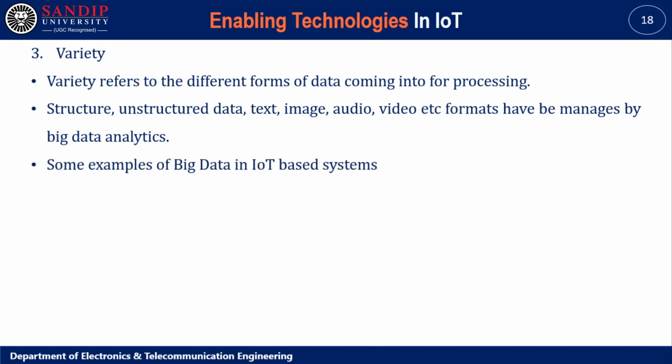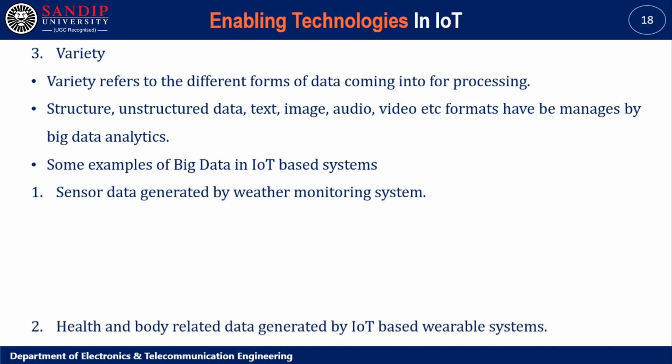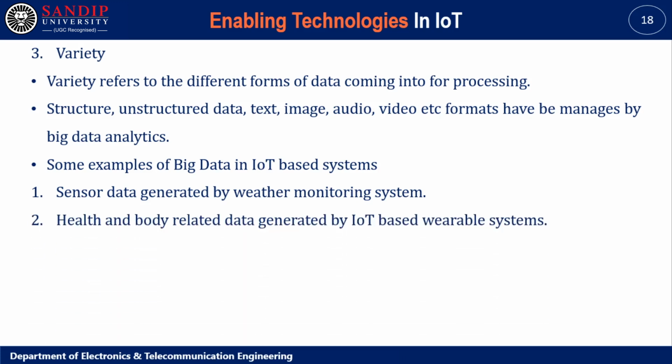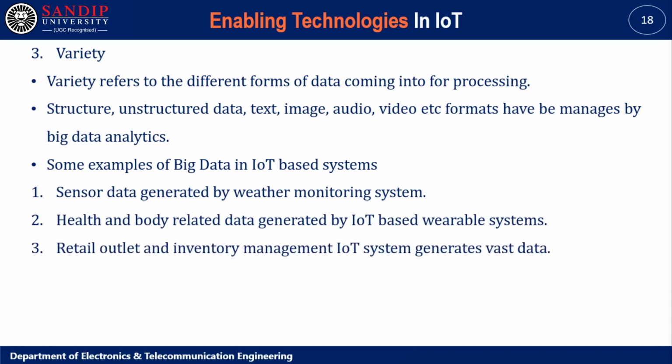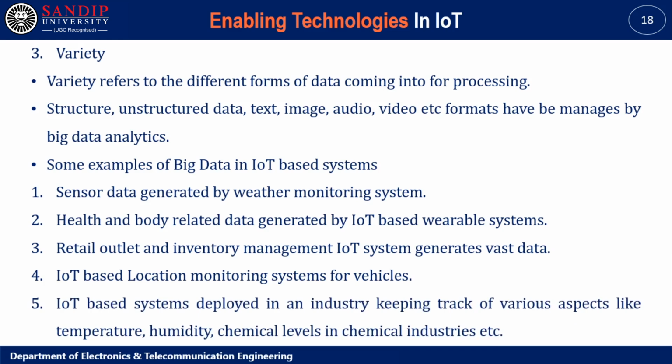Some examples of big data in IoT systems: sensor data generated by weather monitoring systems, health and body related data generated by IoT based wearable devices or systems, retail audit and inventory management IoT systems generating vast data, IoT based location monitoring systems for vehicles, IoT based systems deployed in an industry keeping track of various aspects like temperature, humidity, chemical levels in a chemical industry, etc.